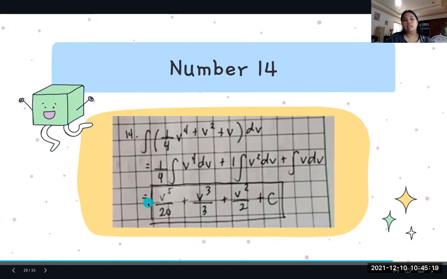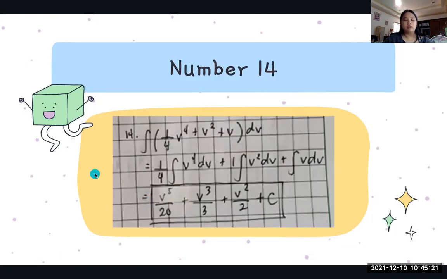Then for number 14, we have the integral of 1/4 v to the fourth power plus v squared plus v dv. And then using theorem C, we separate the constant 1/4 outside the integral sign, and then separate the variables using theorem B. And so our final answer is v to the fifth power over 20 plus v to the third power over 3 plus v squared over 2 plus C.